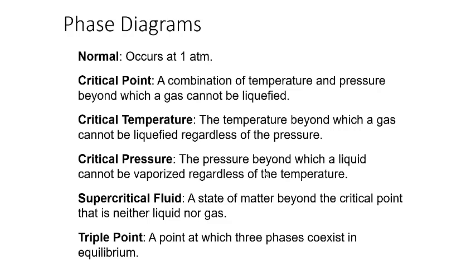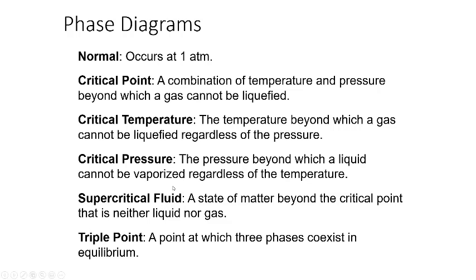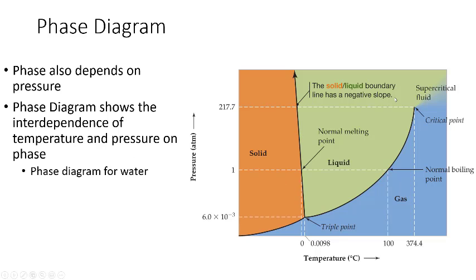Second, the critical point is the combination of temperature and pressure beyond which a gas cannot be liquefied. You can notice that this line, the junction between liquid and gas, ends at a certain point, and this end of the line is called the critical point. That's where you're forming one of our other elements here, the supercritical fluid, which is a state of matter beyond the critical point that's neither a liquid nor a gas. So when you pass the critical point, you reach this supercritical fluid, an in-between state between liquid and gas.